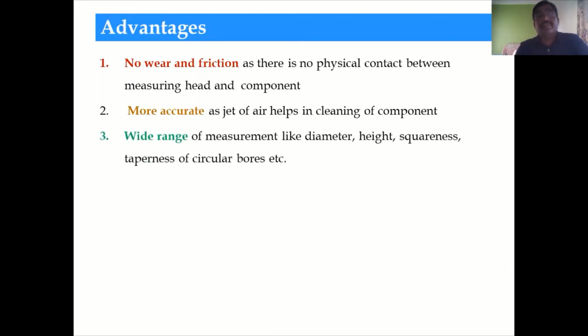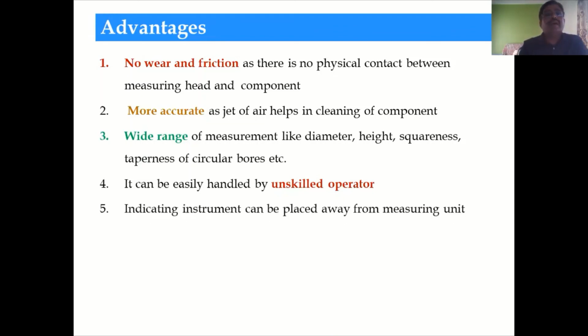Wide range. As you can see, it is used for a number of applications: diameter, height, squareness, and many more. This can be easily handled by an unskilled operator. Initially, only the setup is very important. Then the indicating instrument can be placed away from the measuring unit. Indicating unit means the compressor and all that we can place away from where we are checking the components. Yes, very high magnification is there.